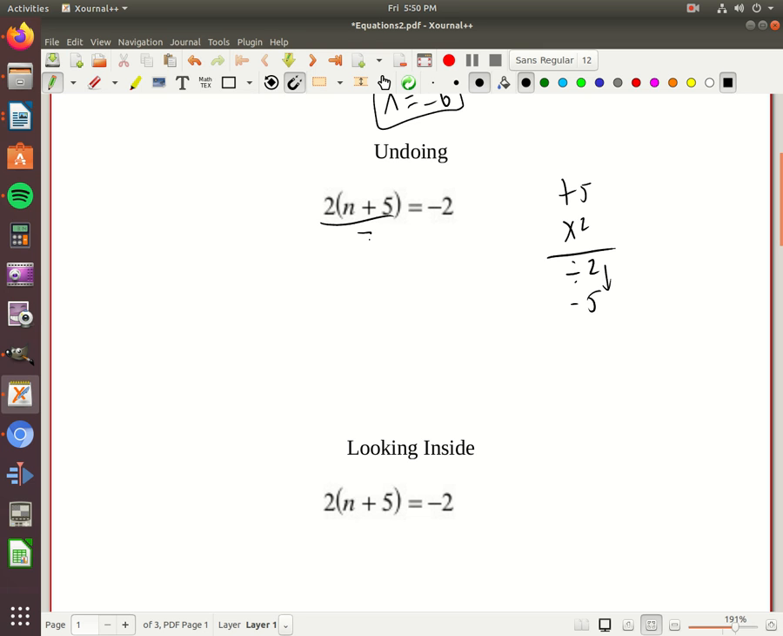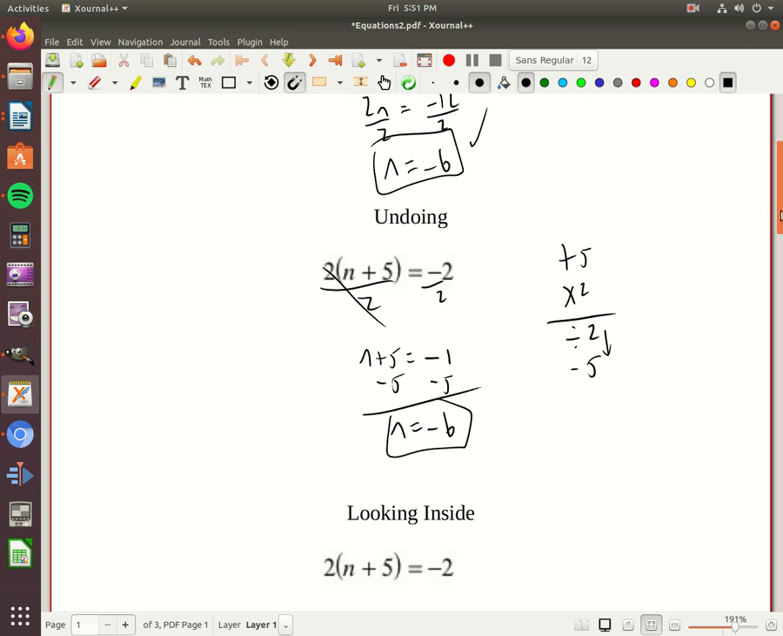And I'll go over here and I'll divide both sides by 2. Those will cancel out and leave me n plus 5. And a negative divided by a positive is negative. 2 divided by 2 is 1. Now I'll subtract 5. And negative 1 minus 5 is negative 6. And again, you can see we get that same answer.